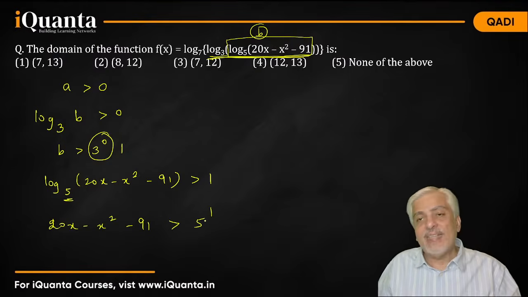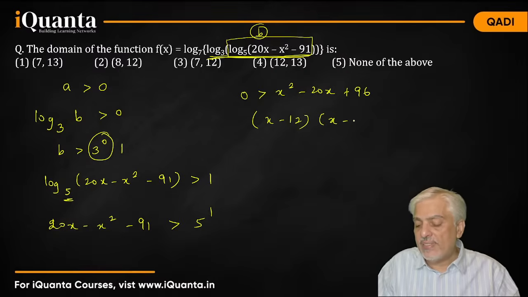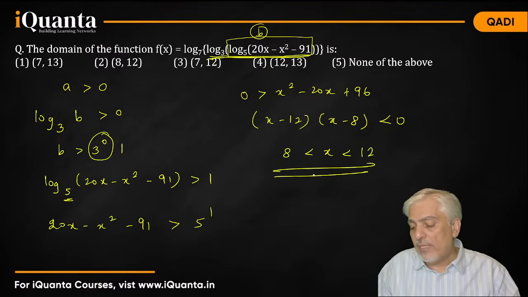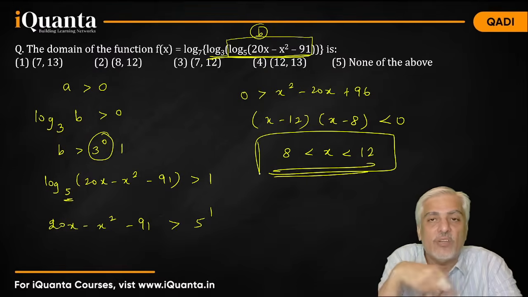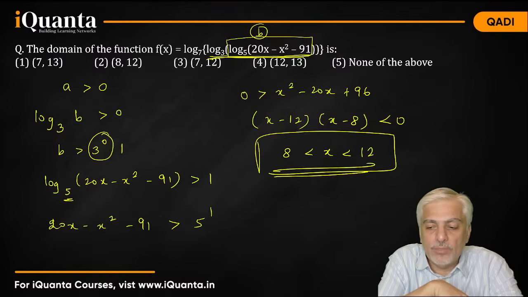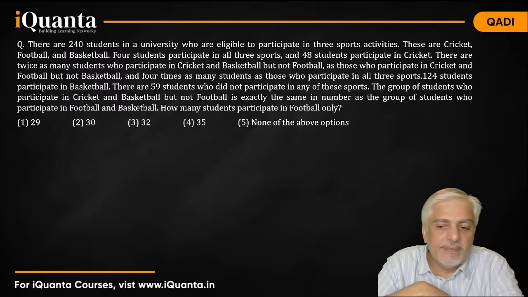5. And then it's a normal quadratic. 0 is greater than x square minus 20x plus 96. X minus 12 into x minus 8 has to be less than 0. So x has to be between 8 and 12. Understand, we are one day before that, so I'm not explaining the basic stuff. Okay? Chalo, let's go ahead. Next one.